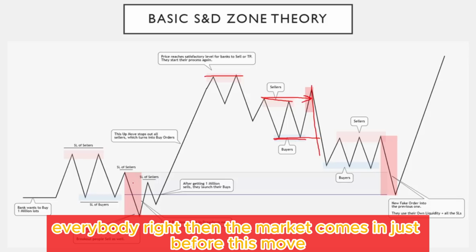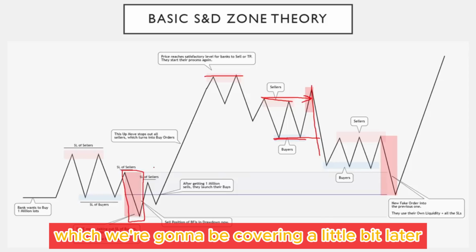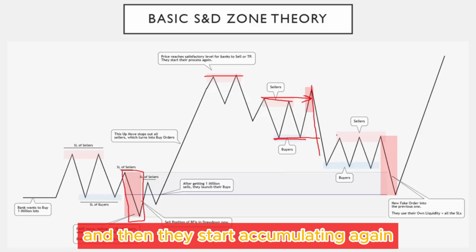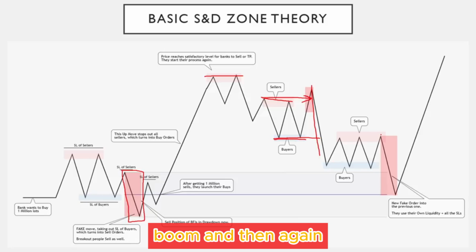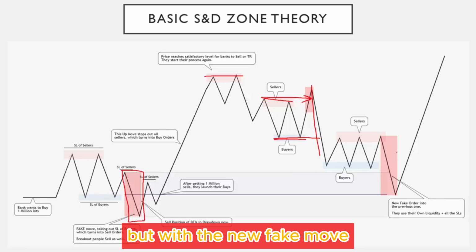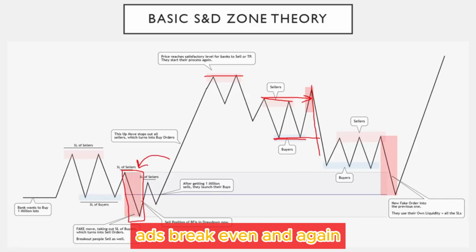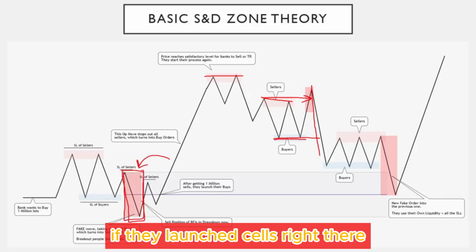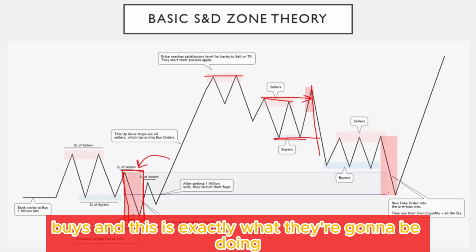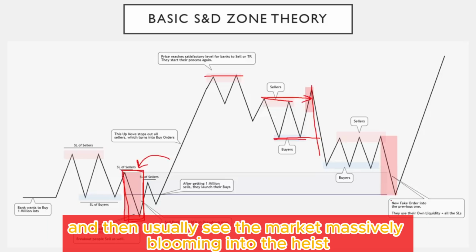Then the market comes in just before this move, which is usually going to be called an order block or supply and demand zone, which we're going to be covering a little bit later, and then they start accumulating again. Boom, boom, boom, boom, boom, boom. And then again, they launch a new fake move into the previous fake move. But with the new fake move, they're going to close the previous one at break even. And again, if they launched sells right there, what do they get right now? Buys. And this is exactly what they're going to be doing. They're just shifting their orders to buys and then usually see the market massively plummet into the highs.